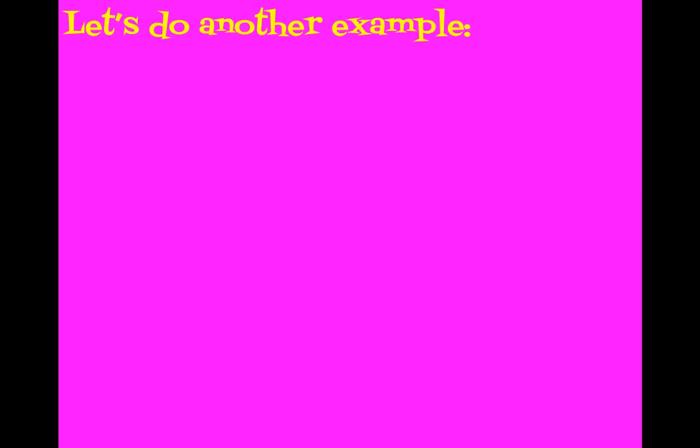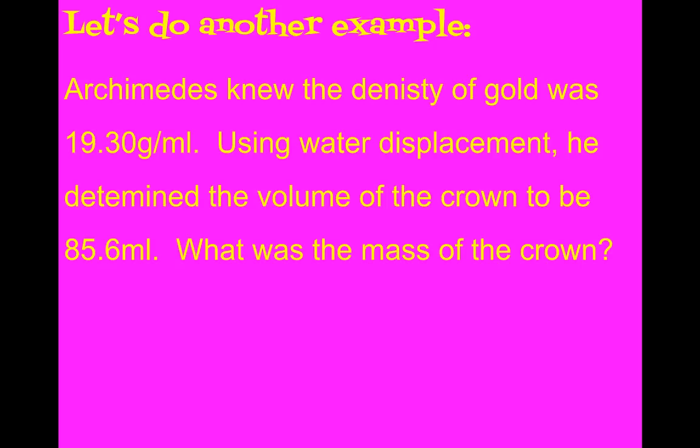So let's stick with Archimedes for a minute. Archimedes knew the density of gold was 19.30 grams per milliliter. Grams per milliliter is the density unit that we will be using most often. There are others, but this is the one we'll be using. Using water displacement, he determined the volume of the crown to be 85.6 milliliters. The question is, what was the mass of the crown?